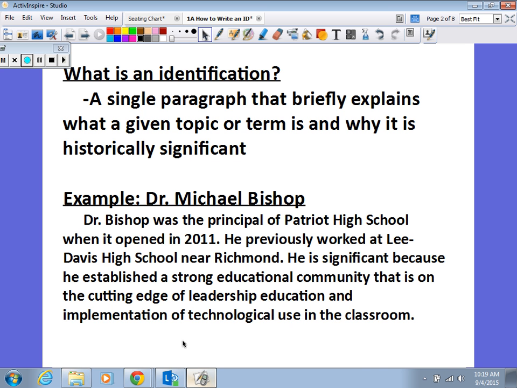So for an example, and I'll brown nose a little bit here, Dr. Michael Bishop was the principal of Patriot High School when it opened in 2011. He previously worked at Lee Davis High School near Richmond. He is significant because he established a strong educational community that is on the cutting edge of leadership education and implementation of technological use in the classroom. So that's going to tell you a little bit about him. I'm not saying that yours need to be that detailed or that in depth, okay? But it will say who he is, why he's significant, and a couple of facts about him. So that checks off all of those boxes.